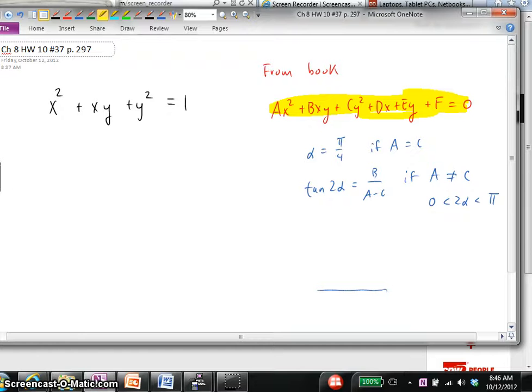So the problem says, we have this equation. It says, identify the conic section, the graph of each equation, find the angle alpha, and sketch the curve. You may wish to use a graphing calculator or a computer.